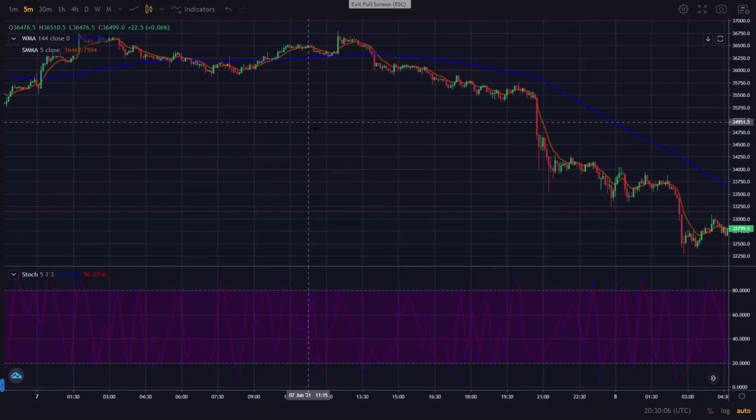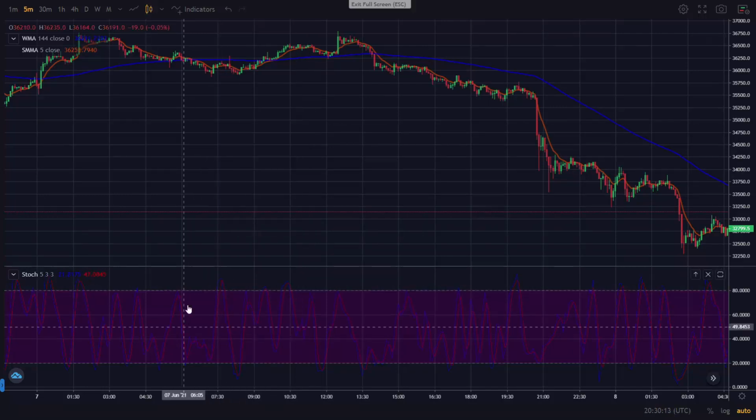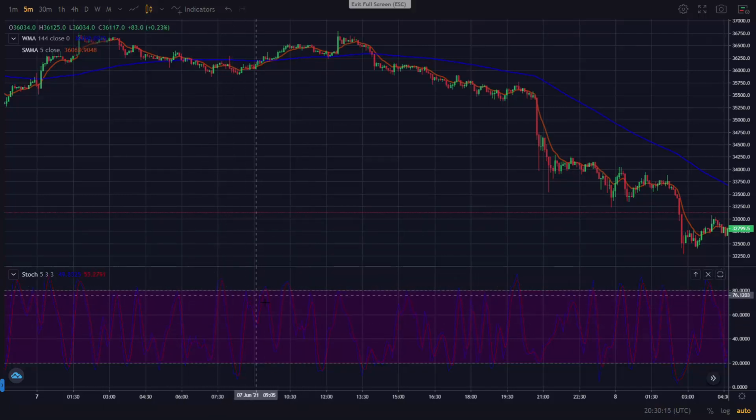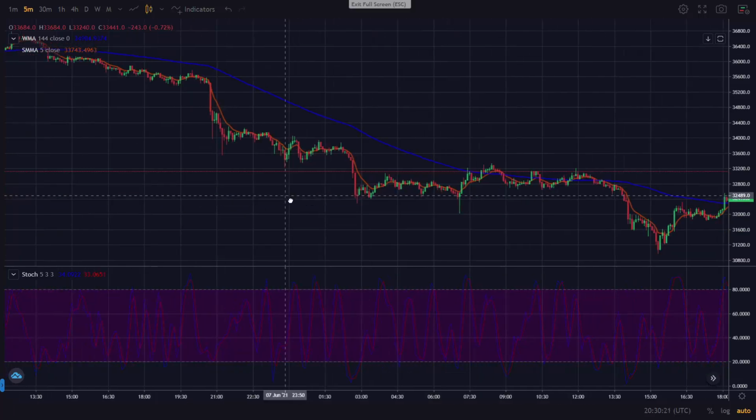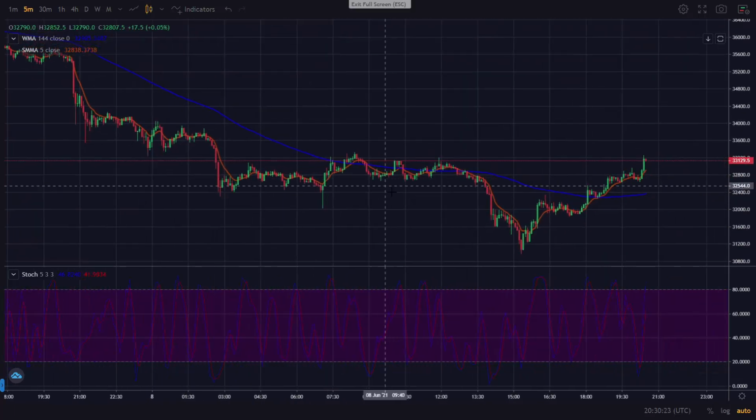So you can use this and test it across various cryptocurrencies. Also, you can test different indicators other than the stochastic. This is not the only indicator that you can use with this strategy. You can find different indicators that you would like to use that would best suit your trading. And that is it with this scalping strategy.